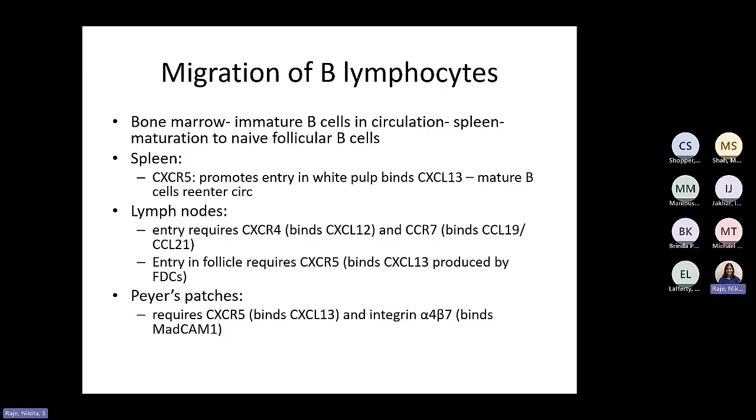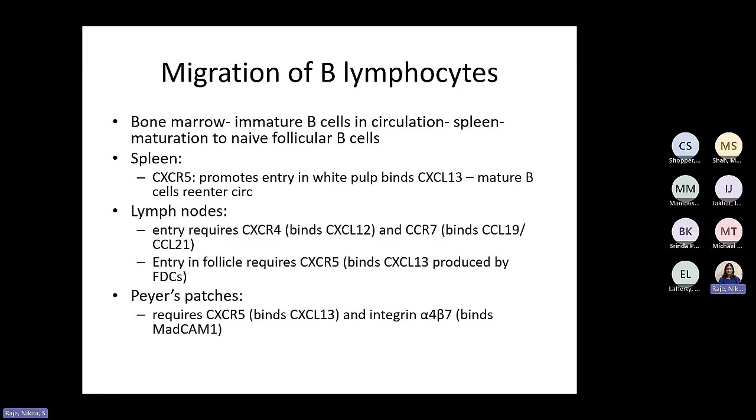Spleen has CXCL13 in the white pulp in the B cell area, where cells expressing CXCR5 can be attracted. So CXCR5 expressing naive B cells or immature B cells will end up in the white pulp and bind to the CXCL13. They mature into naive follicular B cells, and they can again recirculate to the lymph nodes.